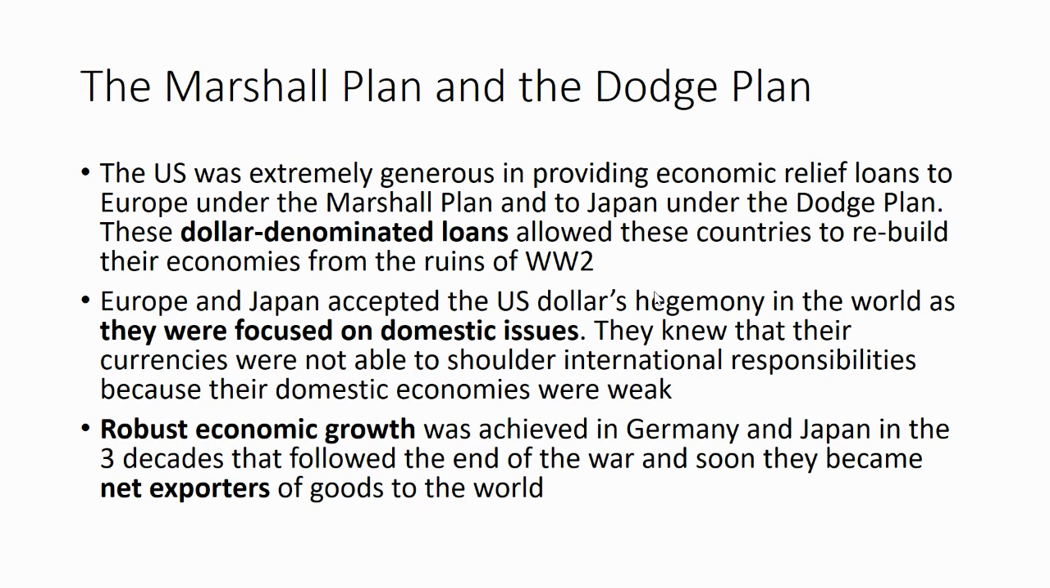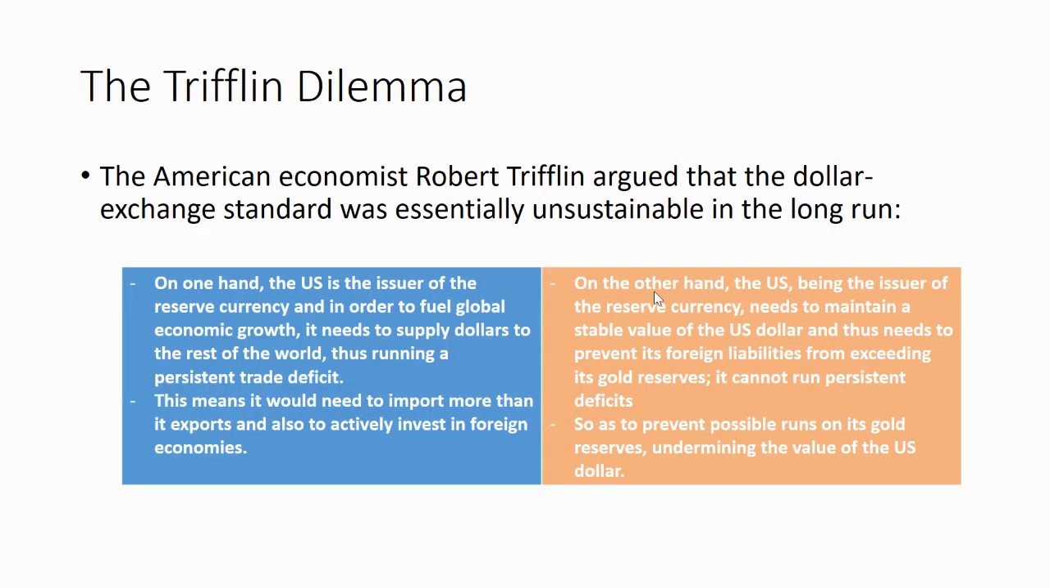They just accepted the fact that they lost, and they needed help from the US to rebuild their own economies. And indeed, these relief loans did help these economies get back on the track of economic growth, right? So they were able to register robust economic growth in Germany and Japan in the 3 decades that followed the end of the war. And in fact, these two countries soon became net exporters of goods to the world and even to the US. And this brings us to the next important issue called the Triffin Dilemma.